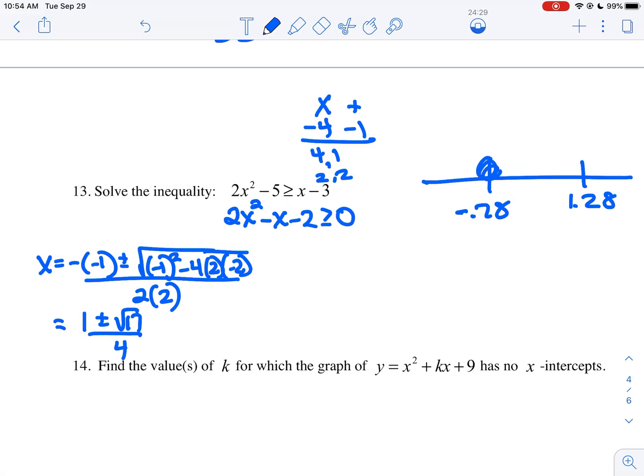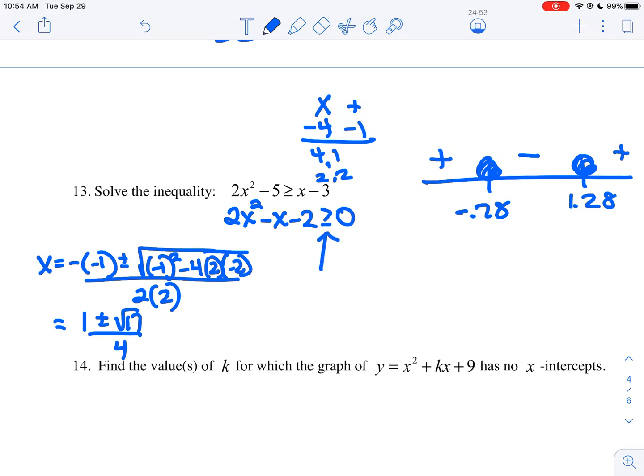These are closed circles because it's or equal to. Now, all you have to do is test points. So if I plug 0 in, that's negative. If I plug in a negative 1, that's going to be a positive. And if I plug in, say, 2, that's a positive. So my solution is found right here.